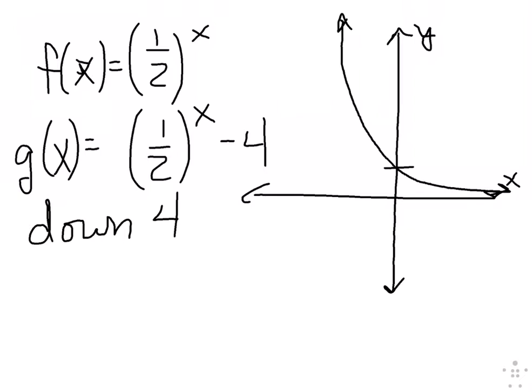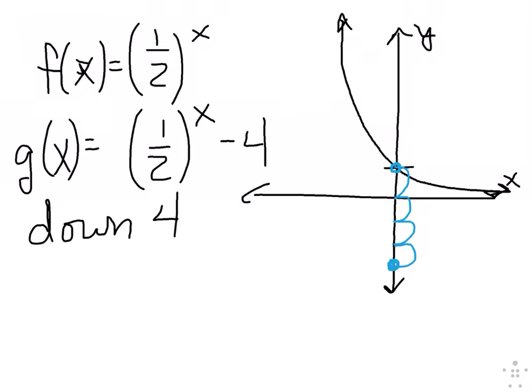Okay. Now, if I shift everything down 4 units, instead of crossing at the ordered pair of 0, 1, where's it going to hit now? Instead of hitting here, move down 4, right? Just count. 1, 2, 3, 4. So where does it hit now? 0, -3. We went down 4.